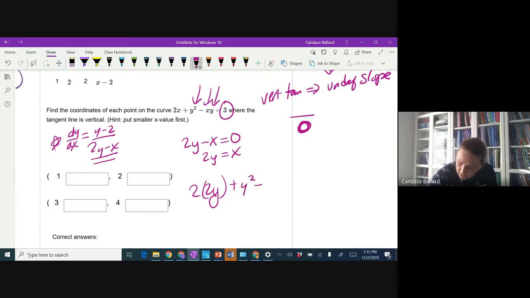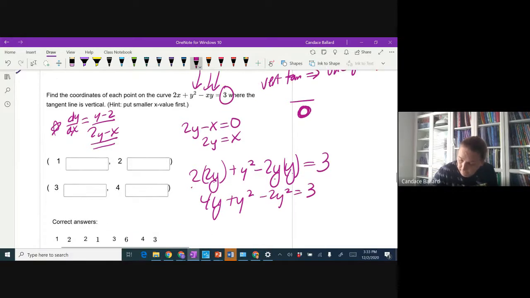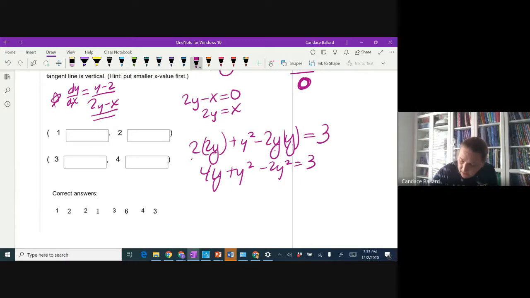And then we've got minus the 2y for the x times y equals 3. So 2y times 2y is 4y plus y squared. 2y times y is negative 2y squared equals 3. And then let's see, I've got y squared minus 2y would be negative y squared. And then we've got plus 4y.